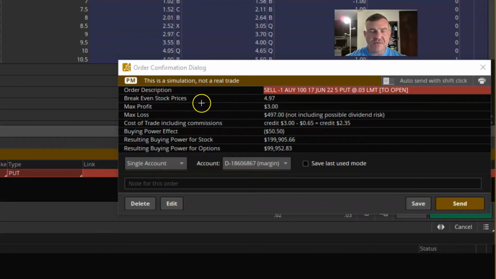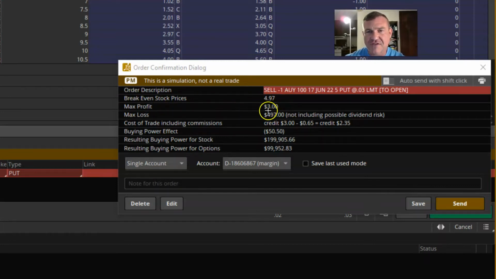Break even. What does that mean? It basically means where the stock needs to stay above in order for us to break even. However, for this specific strategy, selling a cash secured put option on a stock that we don't mind buying and potentially owning the rest of our life, this is a little bit irrelevant for us.